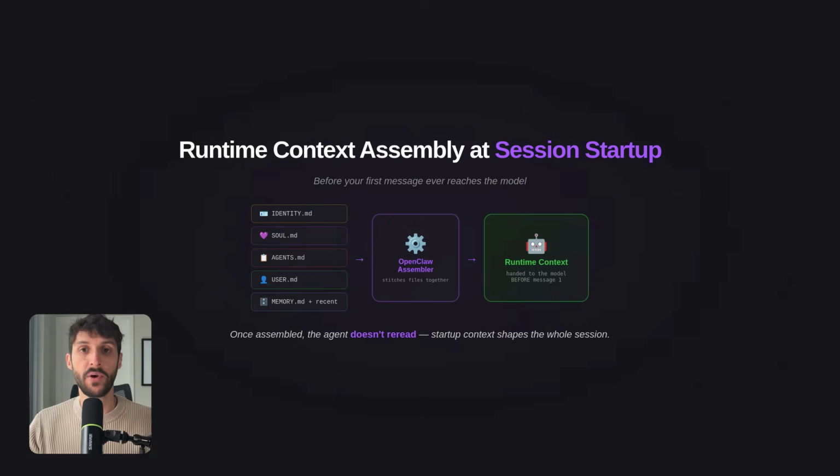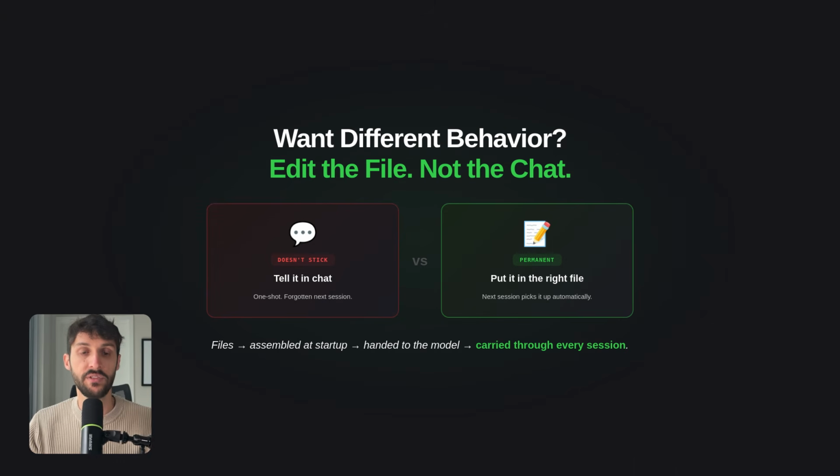Here's why this matters practically. If you want your agent to behave differently, change its tone, follow a specific role, avoid a specific behavior, you don't tell it in chat, you put it in the right file. Then the next session picks it up automatically, and that's it. That's the actual architecture. The files are assembled at startup, handed to the model, and carried through the session.